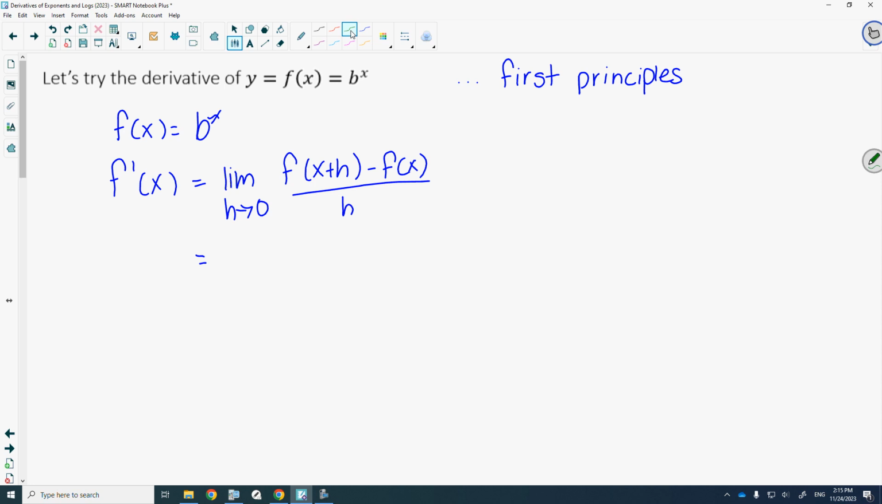So within my function, I'm going to replace x with x plus h. So I'm going to have the limit as h approaches 0 of b to the x plus h minus my function, and my function is b to the x, all over h. Now, if we put in 0 here, we're going to have 0 over 0, which is indeterminate. So we need to try to manipulate this equation slightly.